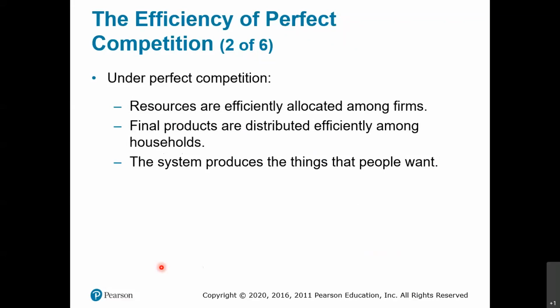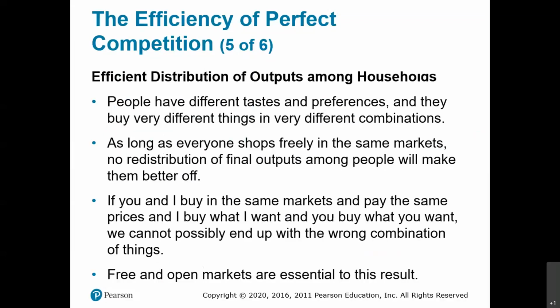And at the end, I love this. Final products are distributed efficiently among households. Well, yeah, kind of. The households with the most ability to pay and willingness to pay will get it. Yeah, I know. I know. We're not dealing with fairness arguments right now. We're just dealing with efficiency. Now, generally speaking, as long as we're willing to pay, we get what we want. Free and open markets are key.